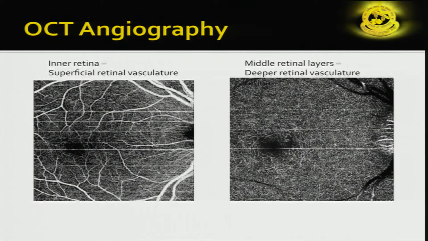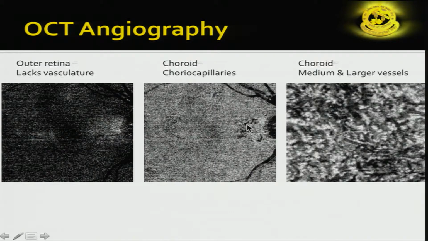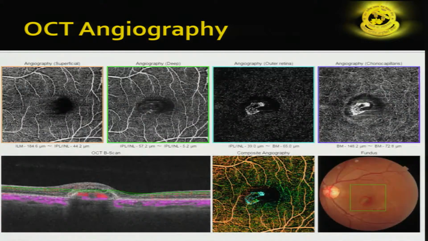So the best part about OCT angiography is you can segment the networks. You divide it. You can capture just the top part, the superficial retinal vasculature, the middle part, the deep retinal vasculature. If you go deeper in the retina, it is avascular, so you will not get any major image. Then you go down, you can get the choriocapillaris and the deeper choroidal vessels. So that is the main thing, you can segment the vasculature.